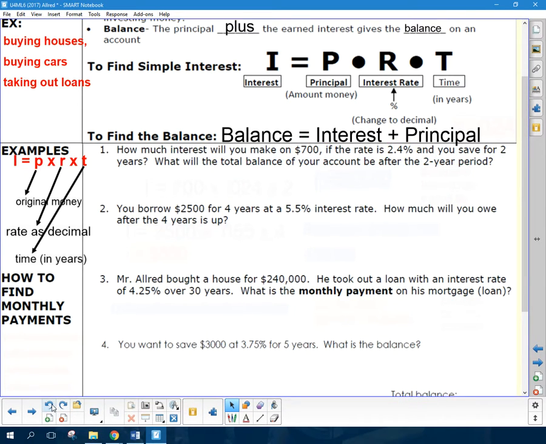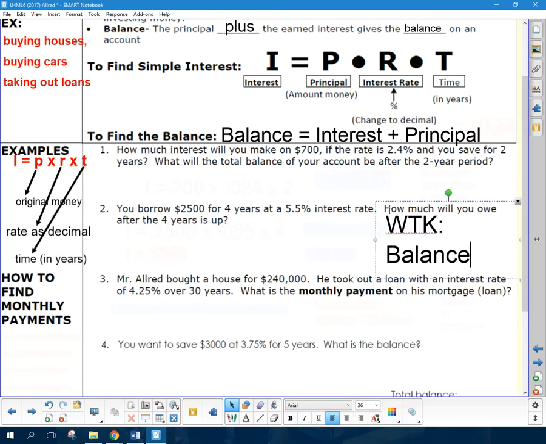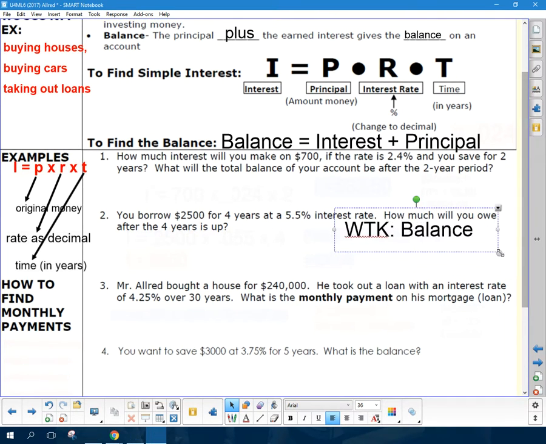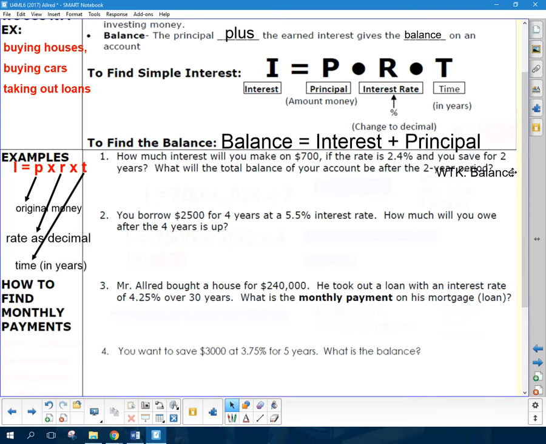We want to know the balance. That's what we're going to put as our want to know. And then we're just going to go for it. We're just going to start.